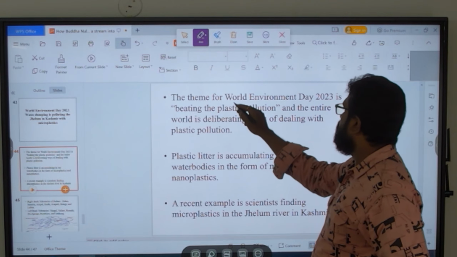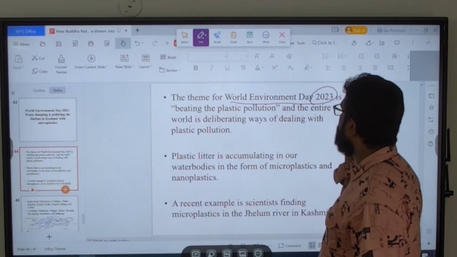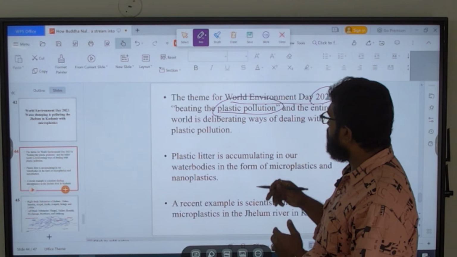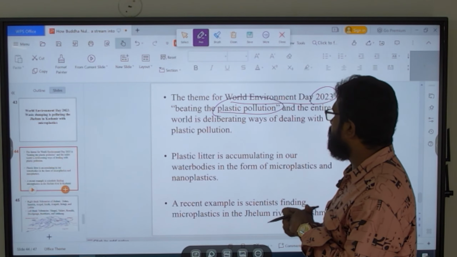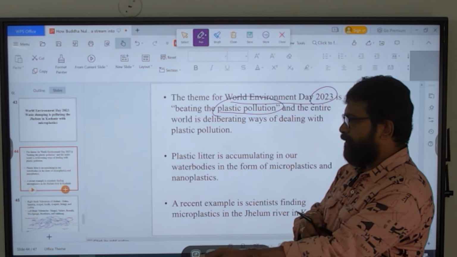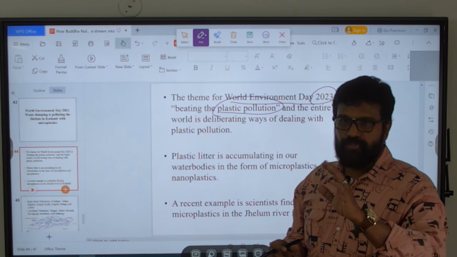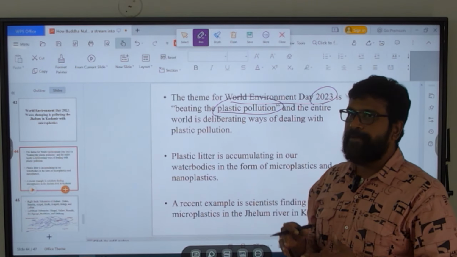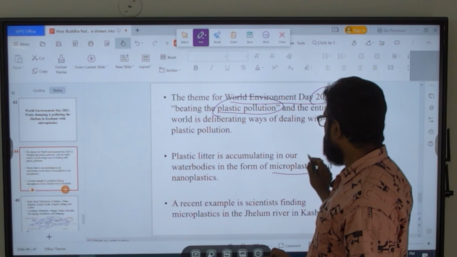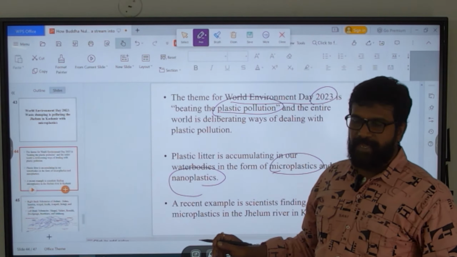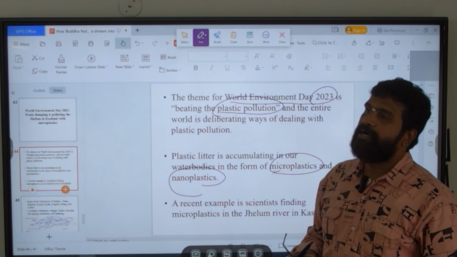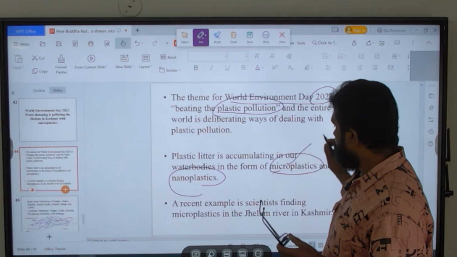The theme of World Environment Day 2023 is beating plastic pollution, and the entire world is deliberating ways of dealing with plastic pollution. If you go to any water bodies, in the ocean or the sea, and not only there, in the rivers as well as the lakes, we can find a lot of microplastics and nanoplastics.